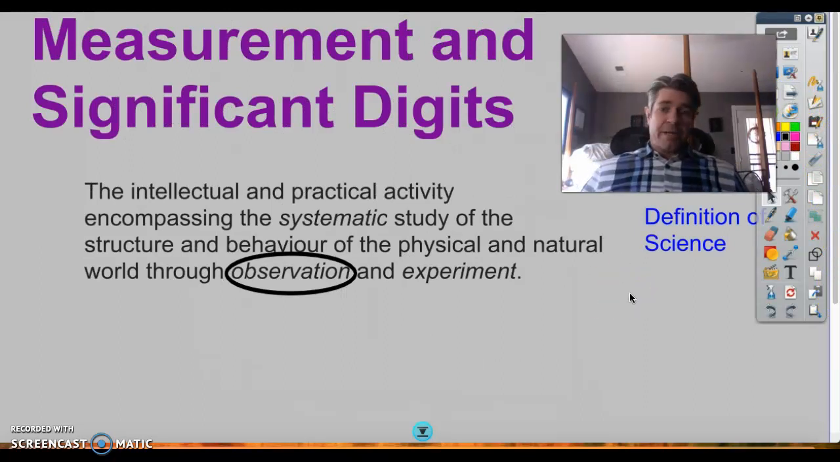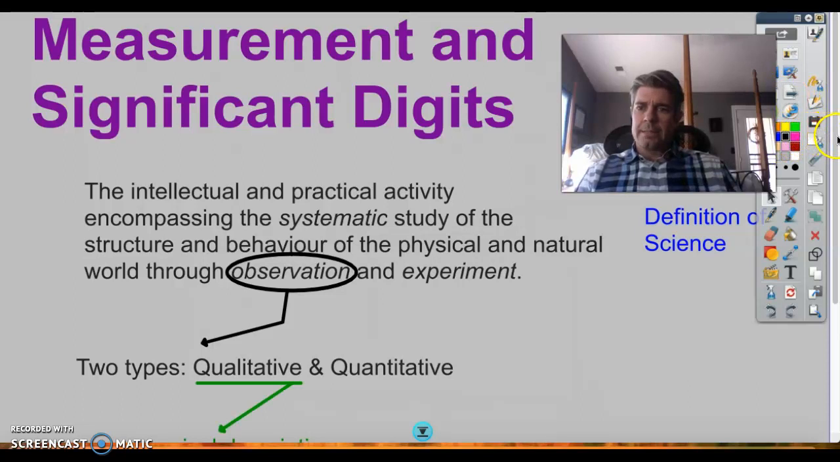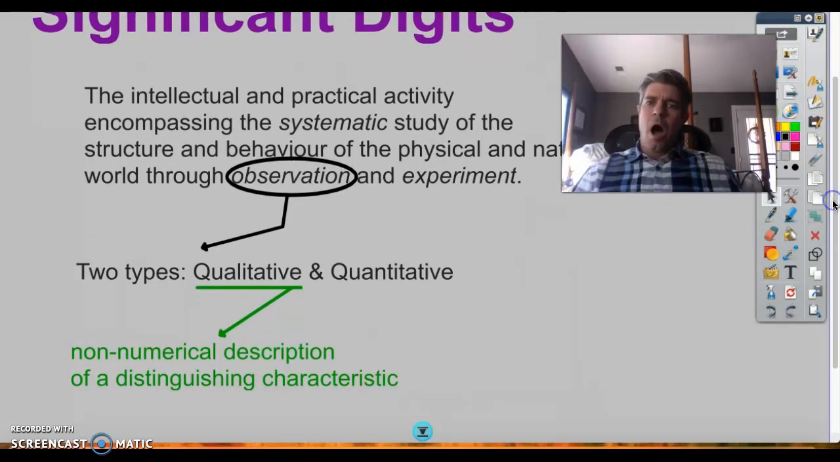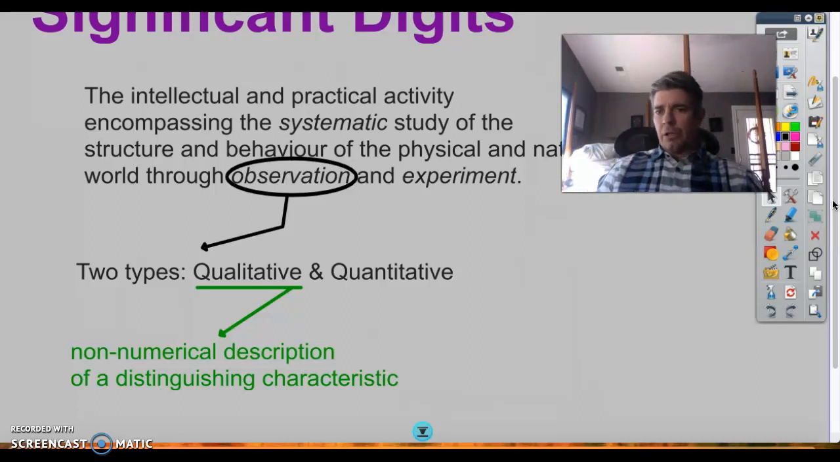Next word here is observation. What is observation? Obvious definition, looking at something, watching something, seeing something, right? But if we look at it a little more detailed, there's a couple ways we can make observations. One of them is the qualitative way. This is looking at qualities, or non-numerical descriptions of a distinguishing characteristic. So you can describe the color, the taste, the smell, the non-numeric description.